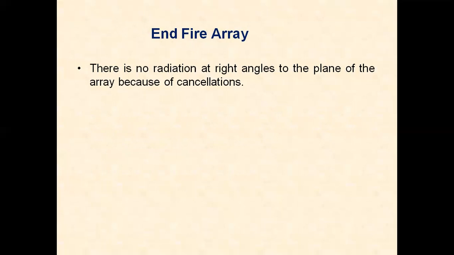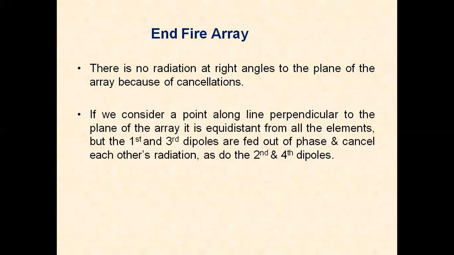There is no radiation at right angles to the plane of the array because of the cancellations. If you consider a point along a line perpendicular to the plane of the array, it is equidistant from all the elements, but the first and third dipoles are fed out of phase and cancel each other's radiations, and the second and fourth dipoles also. Cancellation is done in the perpendicular direction.